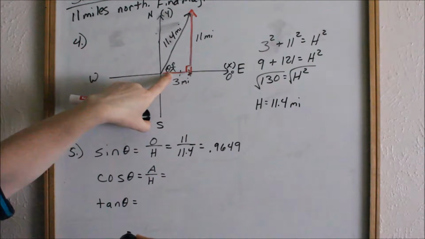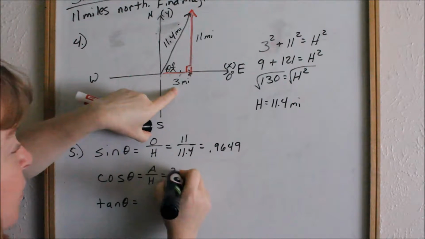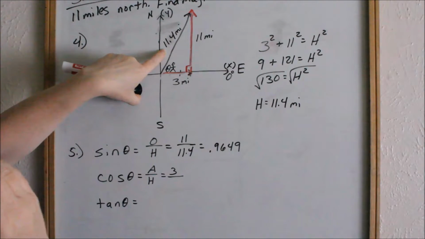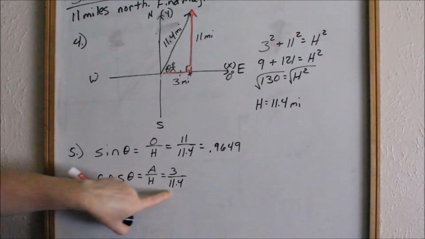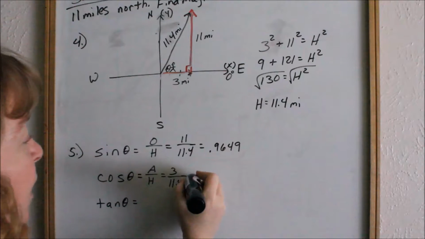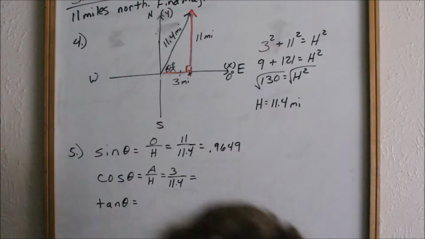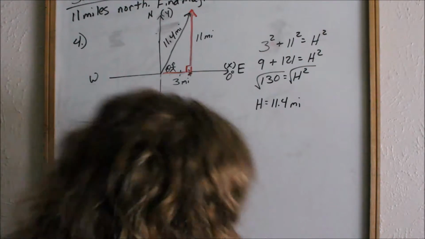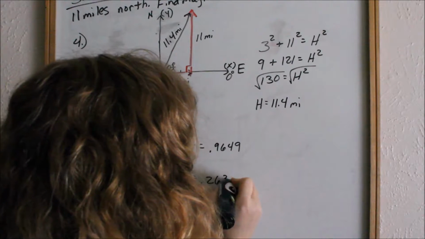Okay, cosine theta. Cosine is adjacent over hypotenuse. If I'm standing here at theta, I'm that little man, what's the side adjacent to me? That would be the 3 miles. Hypotenuse, always the same. Hypotenuse is the side across from the right angle. So 11.4. This is your cosine value in fraction form. Then they want you to divide that out into a decimal. 3 divided by 11.4, to 4 decimal places, is 0.2632.